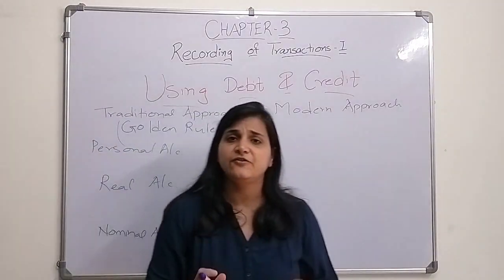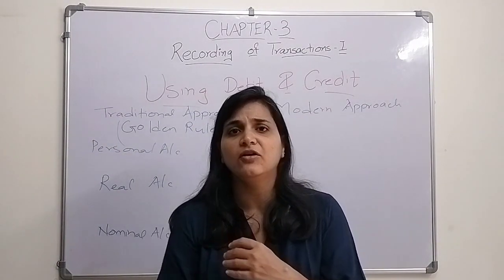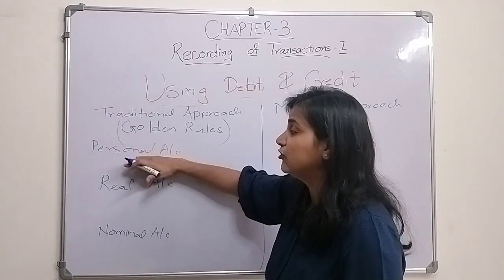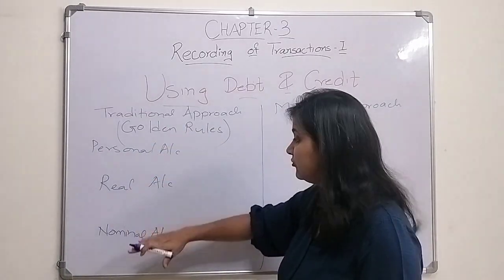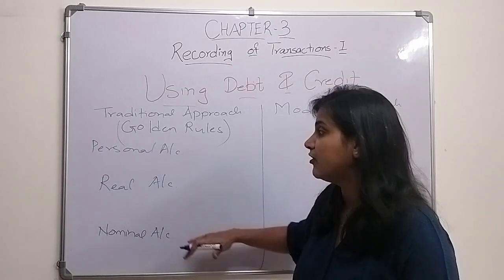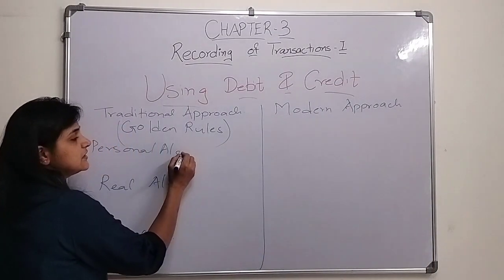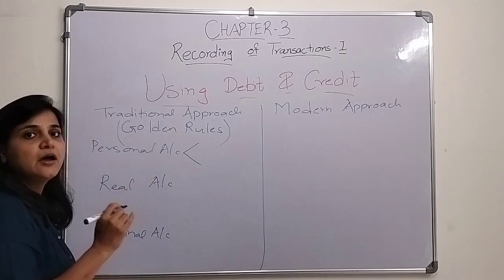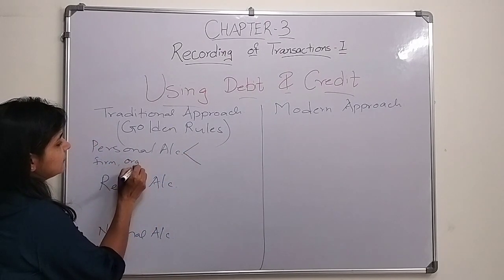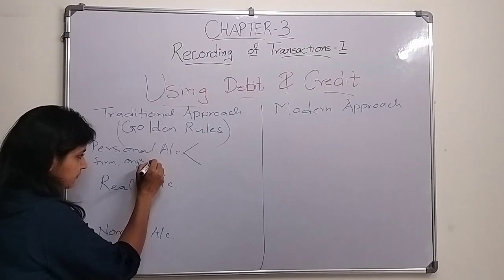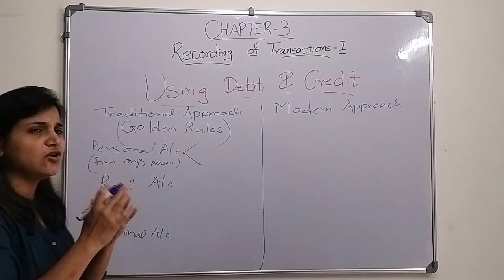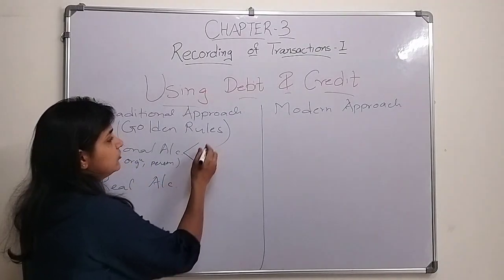So whatever transactions are happening in the organization, those transactions will belong to either a personal account, real account, or nominal account. And what are the rules of these personal, real, and nominal accounts? When I say personal account, it relates to the person. It may be a firm, organization, any person. And what are the rules?